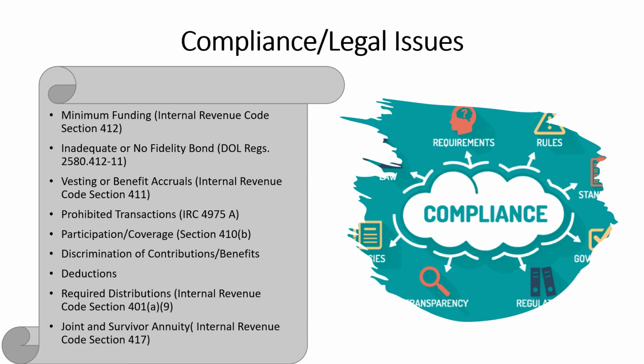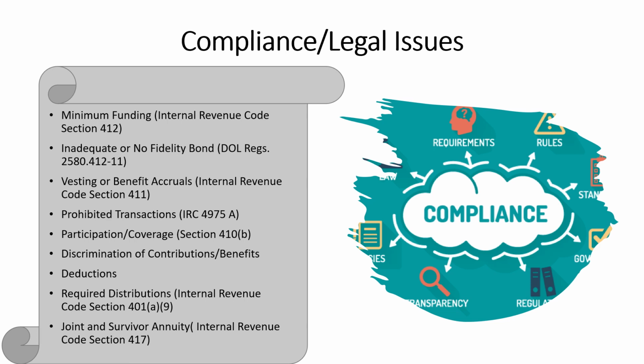Minimum funding. Internal Revenue Code Section 412. Failing to receive contributions necessary to satisfy this code, the main cause of this was that not eligible employees were being included in the plan, which led to improper funding calculations.